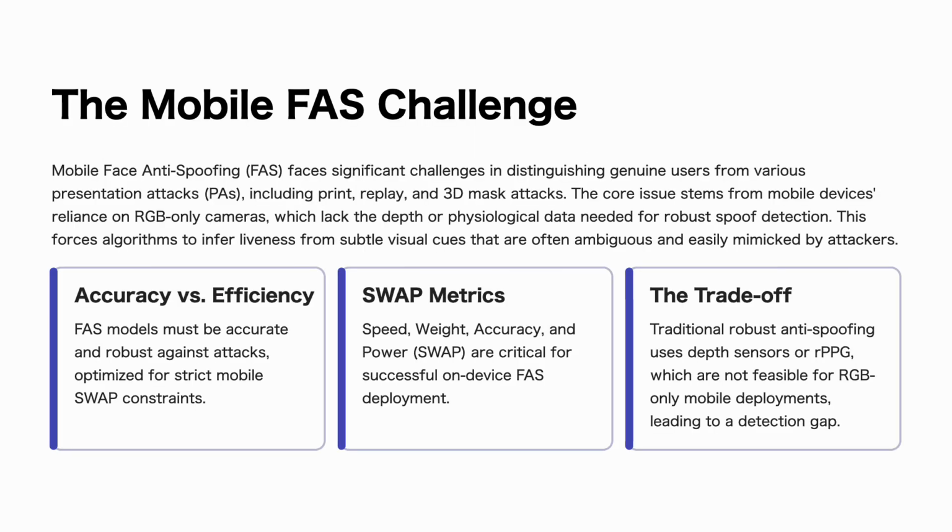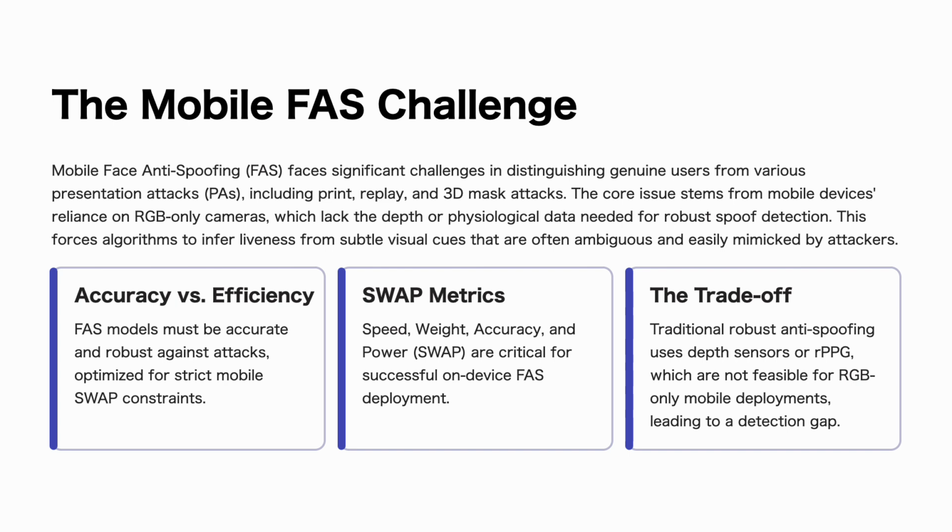Mobile face anti-spoofing faces significant challenges in distinguishing genuine users from various presentation attacks, including print, replay, and 3D mask attacks. The core issue stems from the mobile device's reliance on RGB-only cameras, which lack the depth or physiological data needed for robust spoof detection. This forces algorithms to infer liveness from subtle visual cues that are often ambiguous and easily mimicked by attackers.